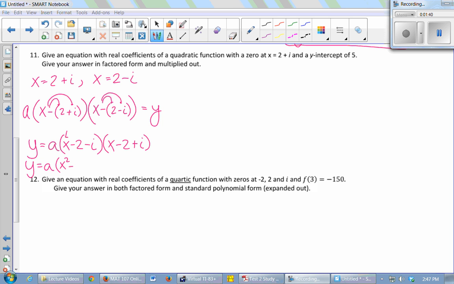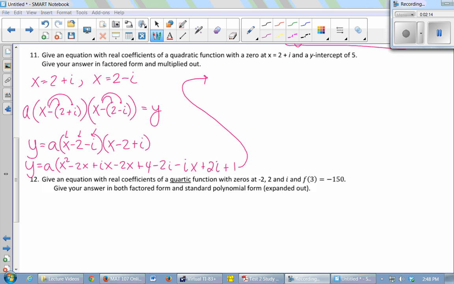So I have x squared minus 2x plus ix. Then I move to my 2 and I distribute that to every term in the next set of parentheses. So I've got minus 2x plus 4 minus 2i. And then I go to my i and I distribute that to every term in the next set of parentheses. So I have minus ix plus 2i minus i squared, but i squared is really negative 1, so I'm going to write plus 1.